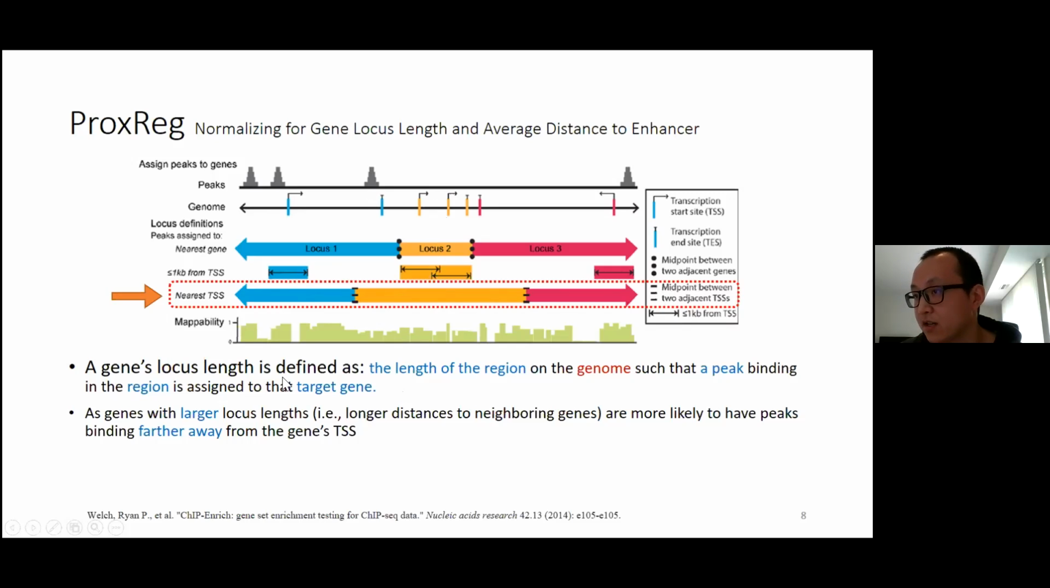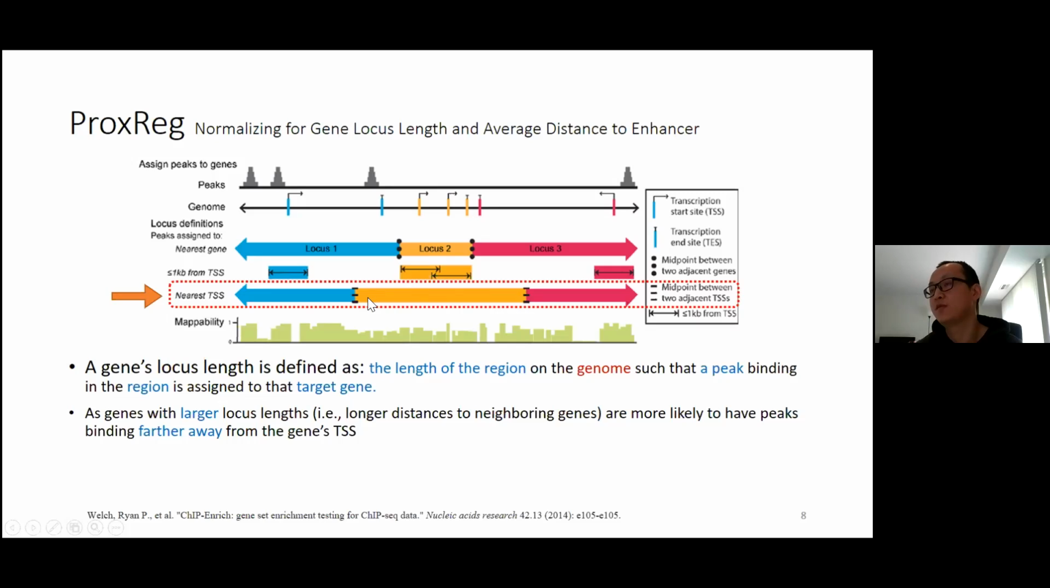And here is the definition of the gene locus length. It is the length of the region on the genome such that a peak of binding in the region is assigned to that target gene. For example, for this yellow gene, the gene locus length is the length of this yellow bar here.